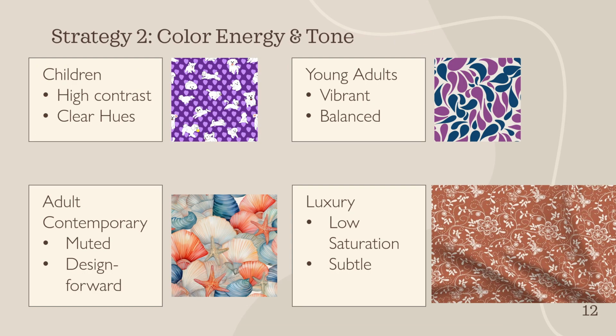Strategy 2, color energy strategy. Use hue, saturation, and contrast to reinforce market tone, not to force a pattern into a market. For children, we'll use high contrast, clear hues. Young adults require vibrant but balanced patterns. Adult contemporary, we go to muted colors and design forward patterns. Luxury, low saturation, subtle. Color is one layer of the market alignment. Motif, scale, and composition are just as important.